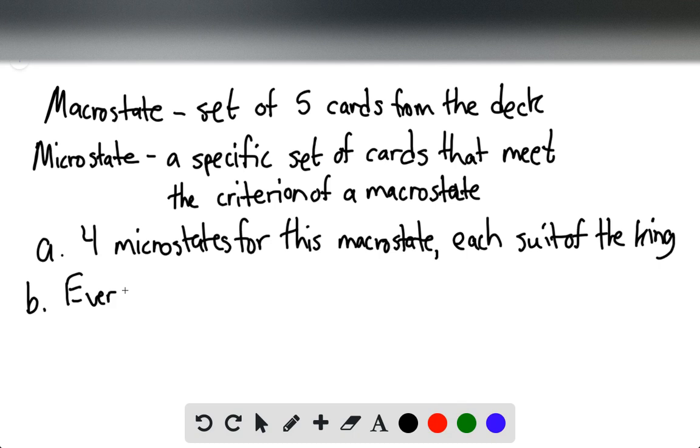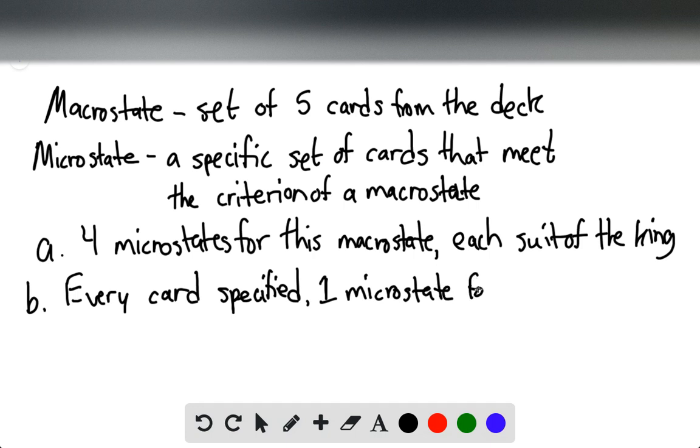For B, every card is specified. Every card specified. So here, only one microstate for this macrostate.